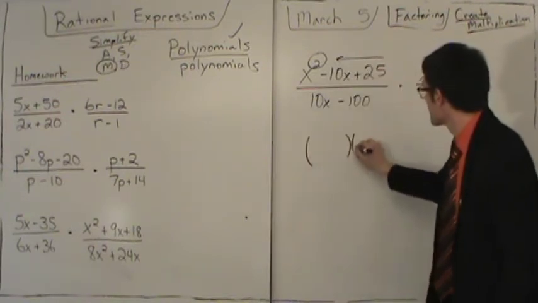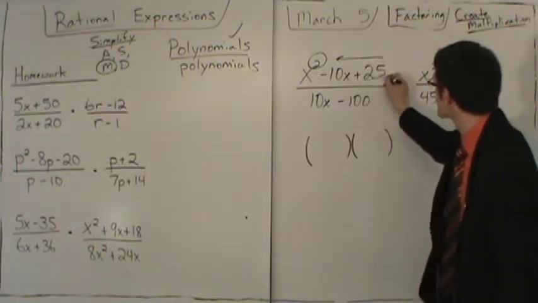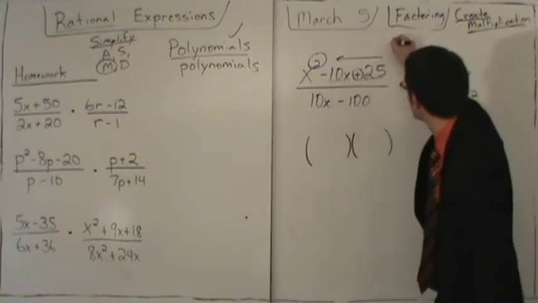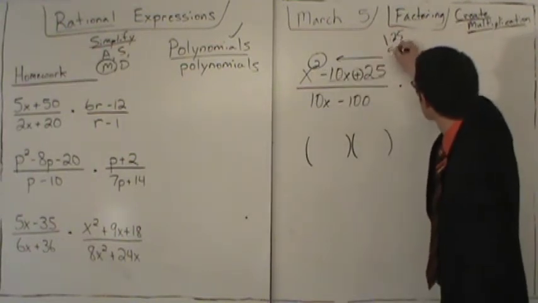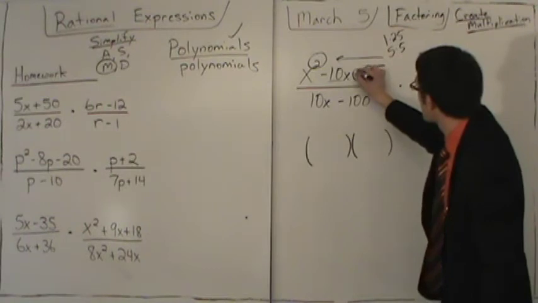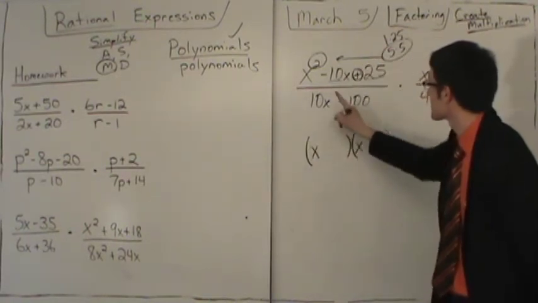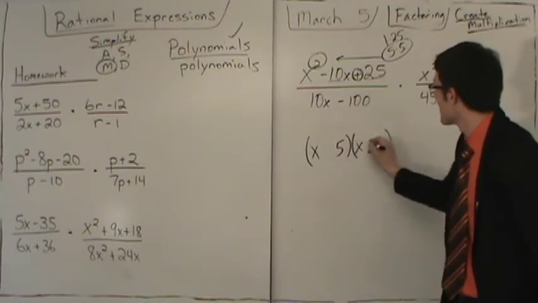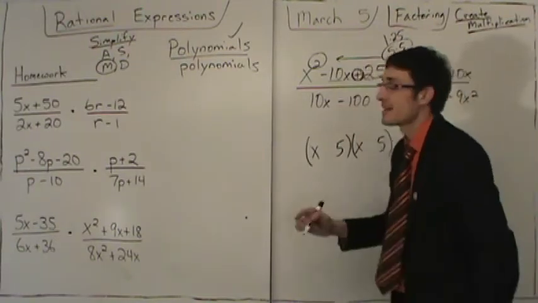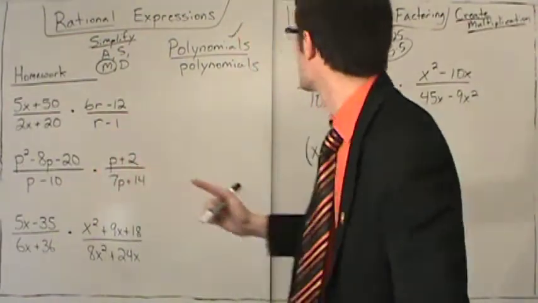Two first-degree binomials. What are the factors? We're looking for factors of 25 that add to make 10. 1 times 25, 5 times 5. What factors of 25 add to make 10? Hopefully you say that's 5 and 5. So we put x times x makes x squared. We put a 5 and a 5. Remember, if we're adding, the signs are not different. The signs are the same.